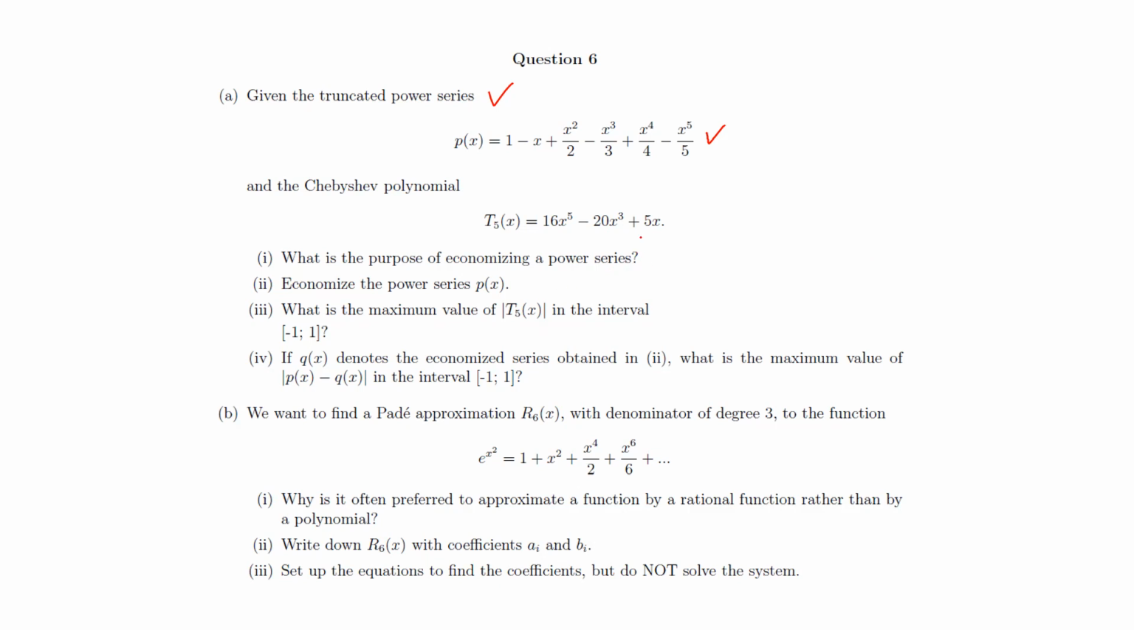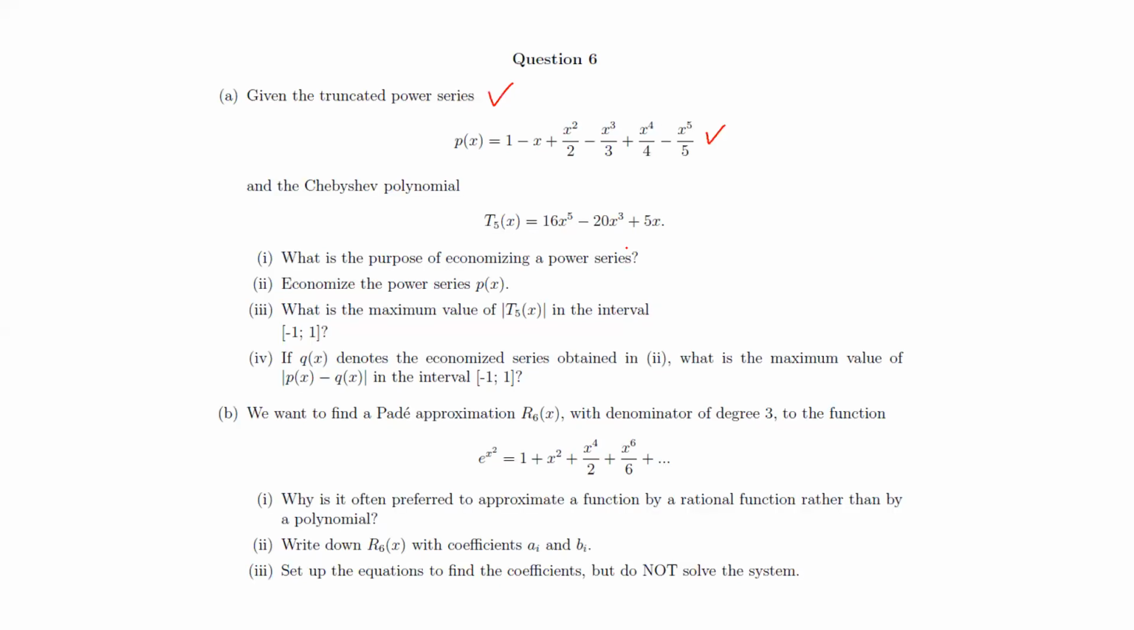Okay, right. So we answer that question. So we're going to look at that one there. So now, what is the purpose? So the purpose of economizing a power series is as follows. Obviously, when we economize, we reduce the order, but we note that if the order is reduced, we eliminate the higher order terms in the polynomial expression.